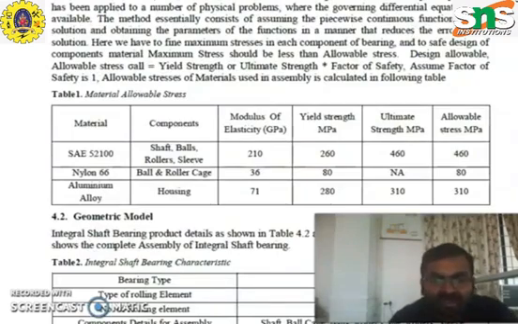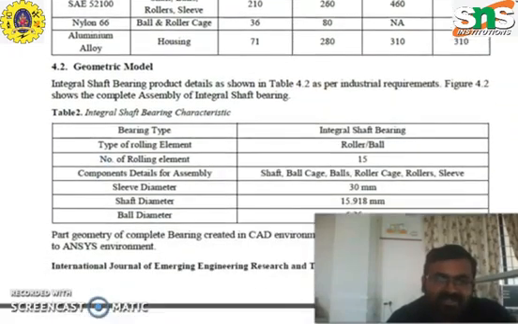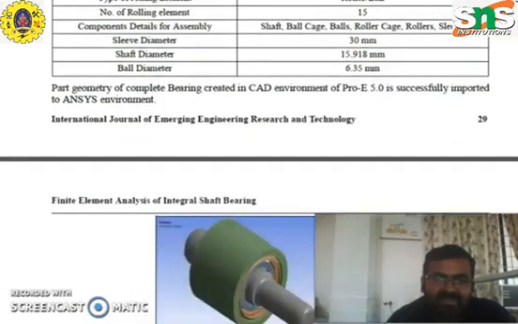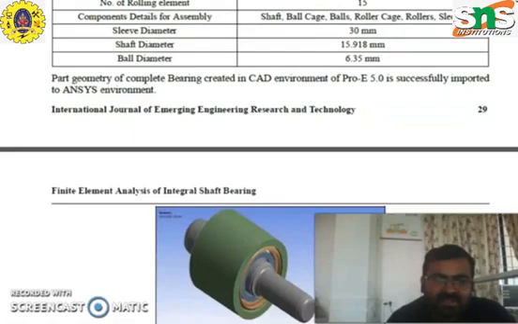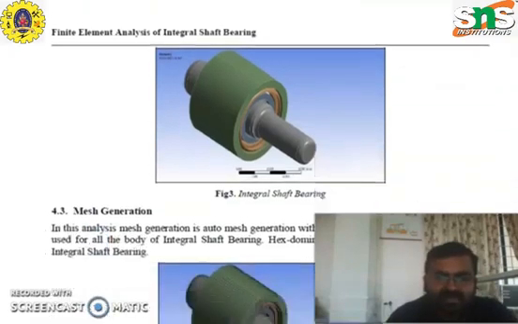Then these are the material allowable stresses considering the integral bearings. These are some specifications of material allowable stress that are already given. These are some of the geometrical model parameters while designing the integral shaft bearings, like steel diameter and shaft diameter. Then this is the part geometry. You have to complete the part geometry created in a CAD environment. We are using Pro/E 5.0, or we can use Solid Edge and other CAD software to make the 3D model of the integral shaft bearings.